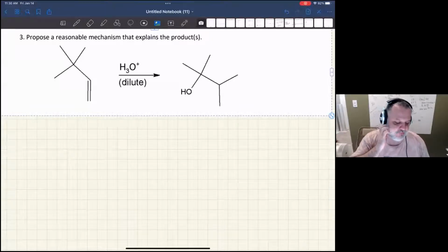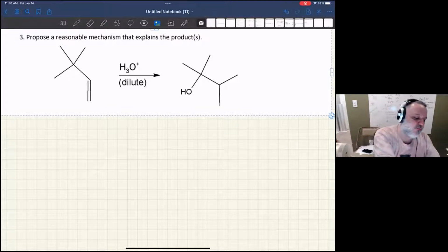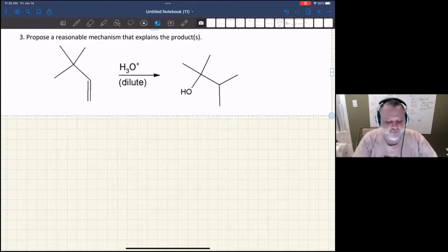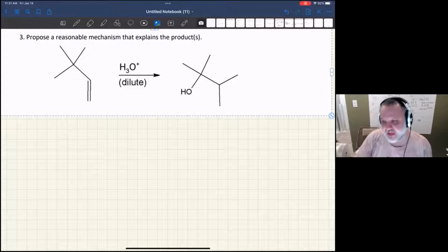Okay, here's a reaction we've seen before. It's just a little bit different than the way that we've seen it. This is the reverse reaction of the way that we saw it. So we saw it in terms of an elimination reaction where concentrated acid added to an alcohol will form an alkene. Now we have dilute acid added to an alkene that'll form an alcohol.